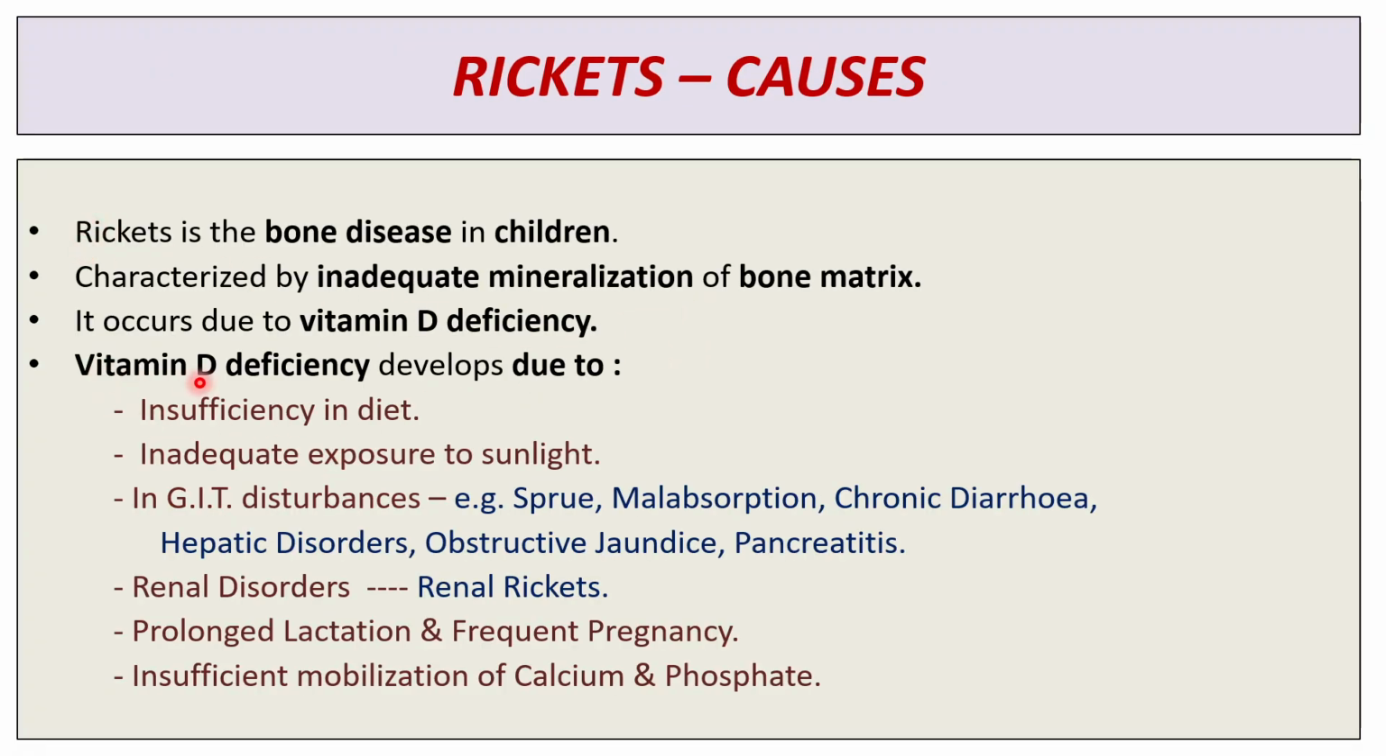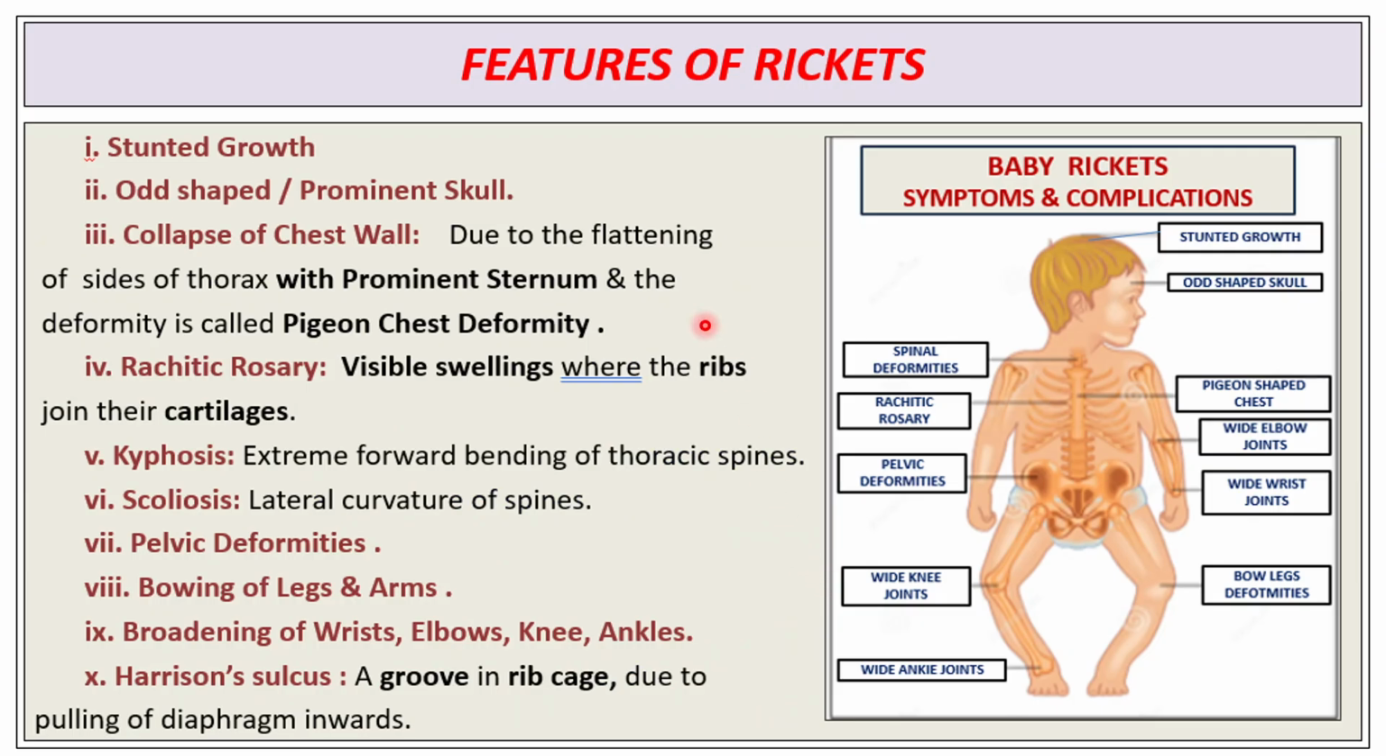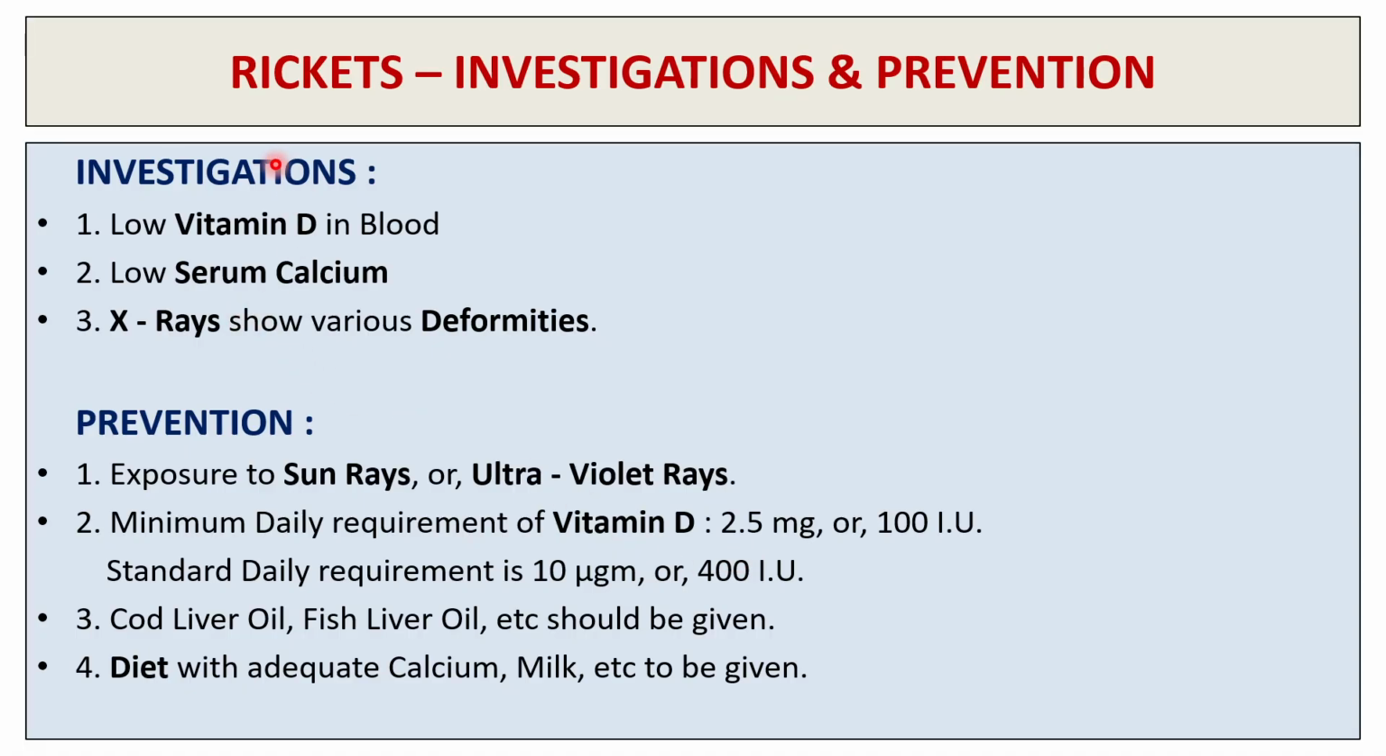Rickets which is a bone disease, विटामिन डी डेफिशिएंसी क्योंकि हो सकती है, डाइट में हो सकती है, सनलाइट अगर नहीं है अच्छी तरह से, जीआईटी डिस्टर्बेंस है, रिलेटेड डिसऑर्डर्स हैं, प्रोलॉन्ग लैक्टेशन, फ्रीक्वेंट प्रेगनेंसी. और ये इसके साइंस है जो इंपॉर्टेंट याद रखने हैं. Stunted growth, odd shaped skull, spinal deformities, rachitic rosary, kyphosis, scoliosis, pelvic deformities, bowing of the legs, and broadening of the wrist, elbow, and knee and ankle, and bowing of the upper legs, upper arm and lower arm legs. Harrison sulcus may be there. And these are the investigation.